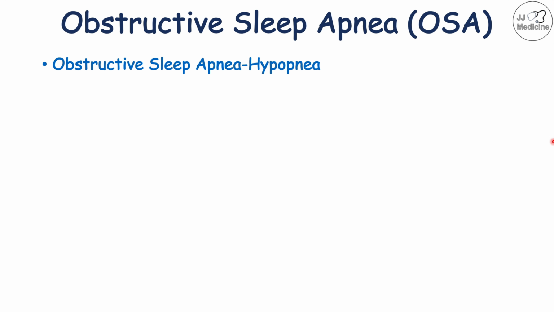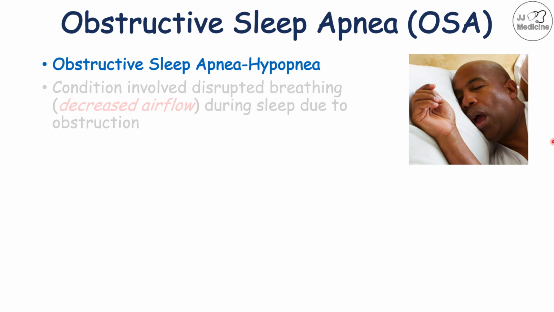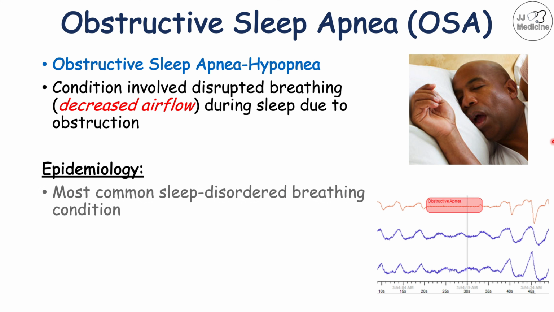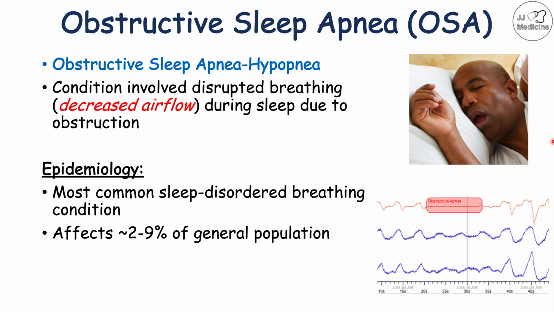So obstructive sleep apnea, or OSA, may also be referred to as obstructive sleep apnea hypopnea. If there are episodes of hypopnea, we're going to talk about what apnea and hypopnea episodes are later on in this lesson. It is a condition involving disrupted breathing or decreased airflow during sleep due to obstruction. This condition is also the most common sleep disordered breathing condition, and it is a very common condition.